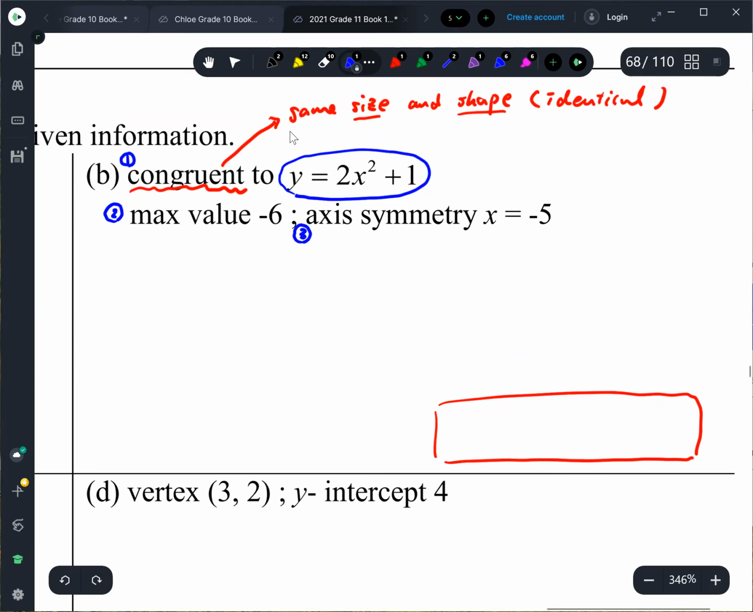And make sure you write this down, okay? Congruent means same size and shape.